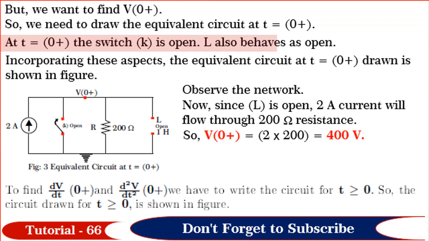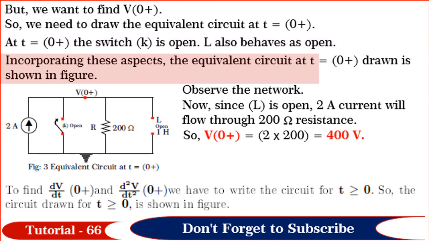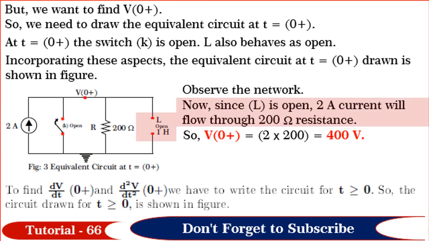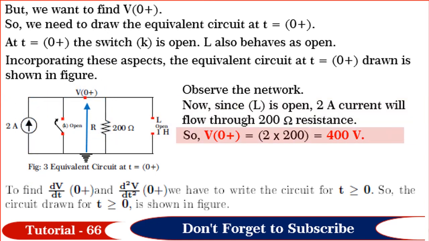We know that at t = 0+, the switch is open, L also is open. Incorporating these aspects, the equivalent circuit at t = 0+ drawn is shown in figure. Observe the network. Now, since L is open, 2 ampere current will flow through 200 ohm resistance. So, V(0+) = 2 × 200 = 400 volts.